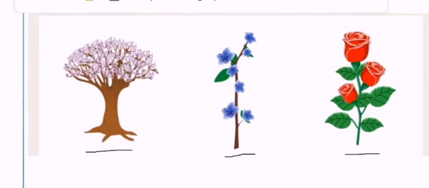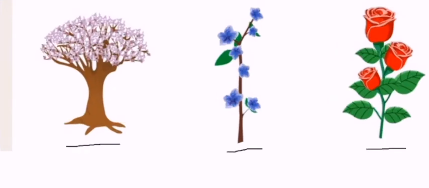So magnolia trees are flowering plants. As you can see in the picture, they have white flowers. Iris plants are smaller than the magnolia because magnolias are big trees. And the rose bushes. All these 3 are flowering plants, but the main difference between them is, look at their stem. This is the stem, this and this is the stem.